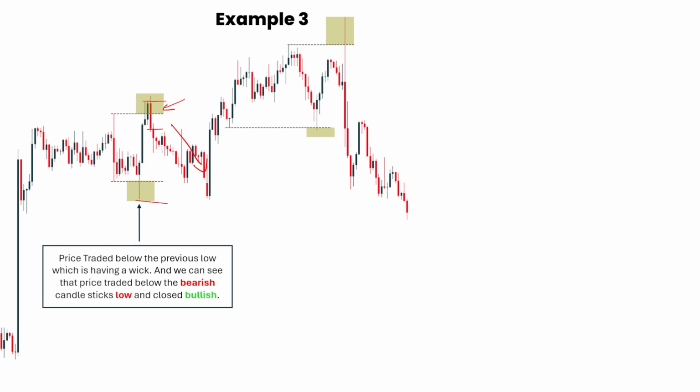Maybe target this low here and then stop loss above. Then we can also see another trade here. 1, 2, price traded below the bearish candlestick's low and then closed bullish, stop loss around this area, and then you wait for the market to shoot to the upside. This one here could have stopped you out with this move here. This one, it moved to the upside. You can see it's the same thing.